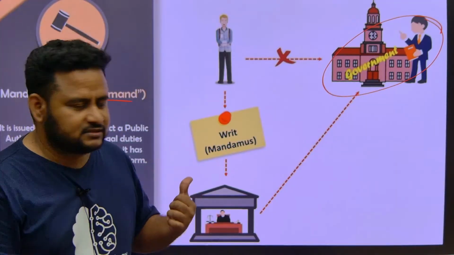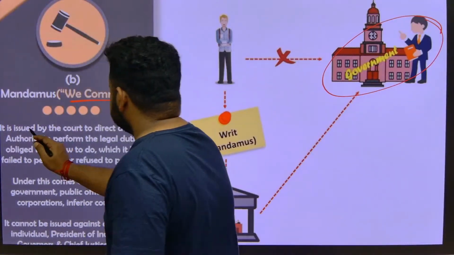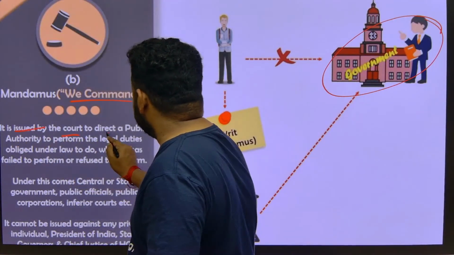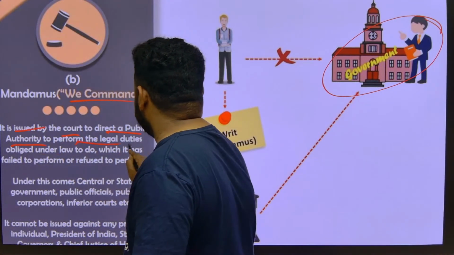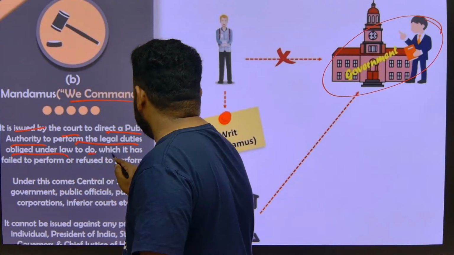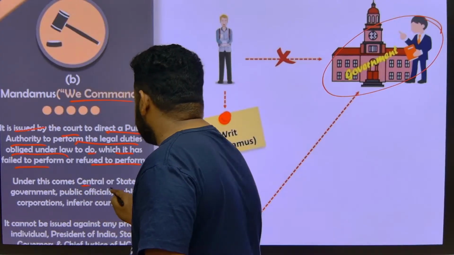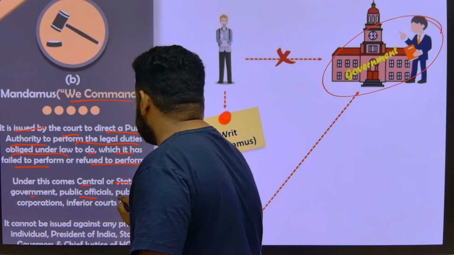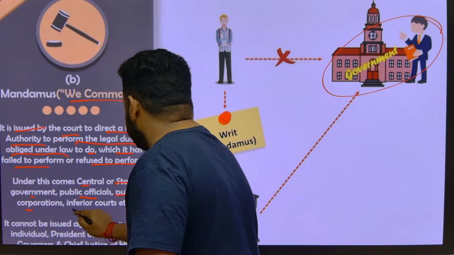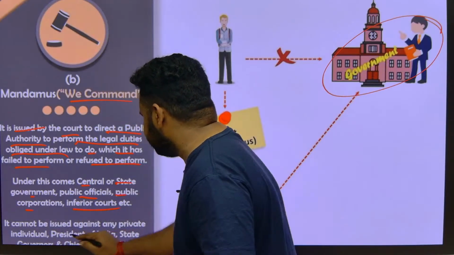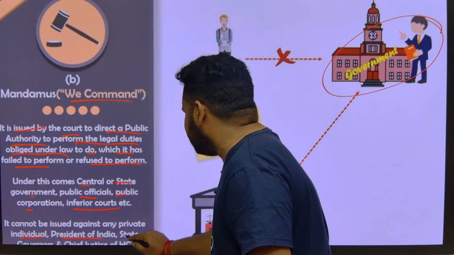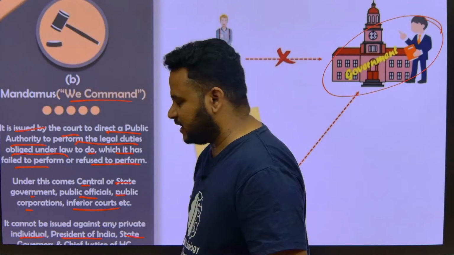But majorly this is issued by the court to direct a public authority to perform the legal duties obliged under the law, which it has failed to perform or refused to perform. Under this come central or state government, public officials, public corporations, inferior courts. It cannot be issued against any private individual, the President of India, the state government and the Chief Justice of High Court, whatever.